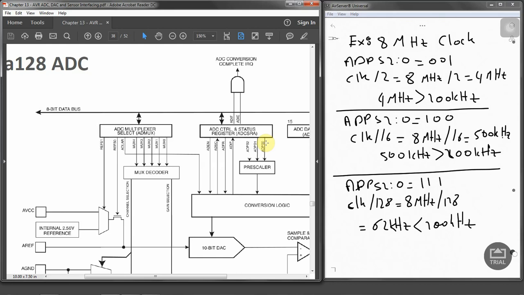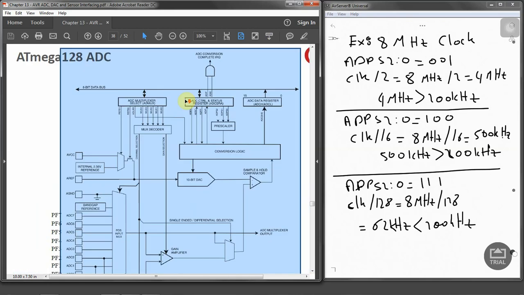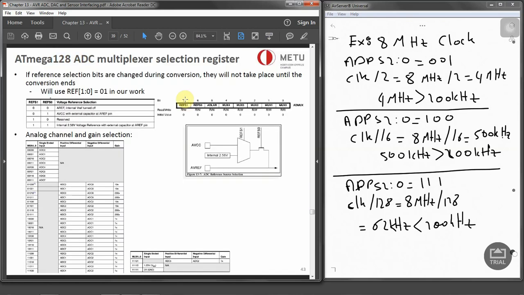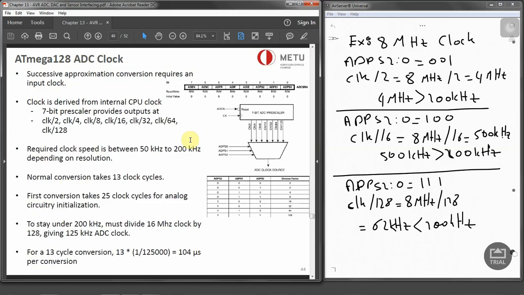And acquisition time is the timing factor that we should know about. So we can say that, maybe for the next slide. So this is the multiplexer selection, which we already did. So this is the prescaling part.